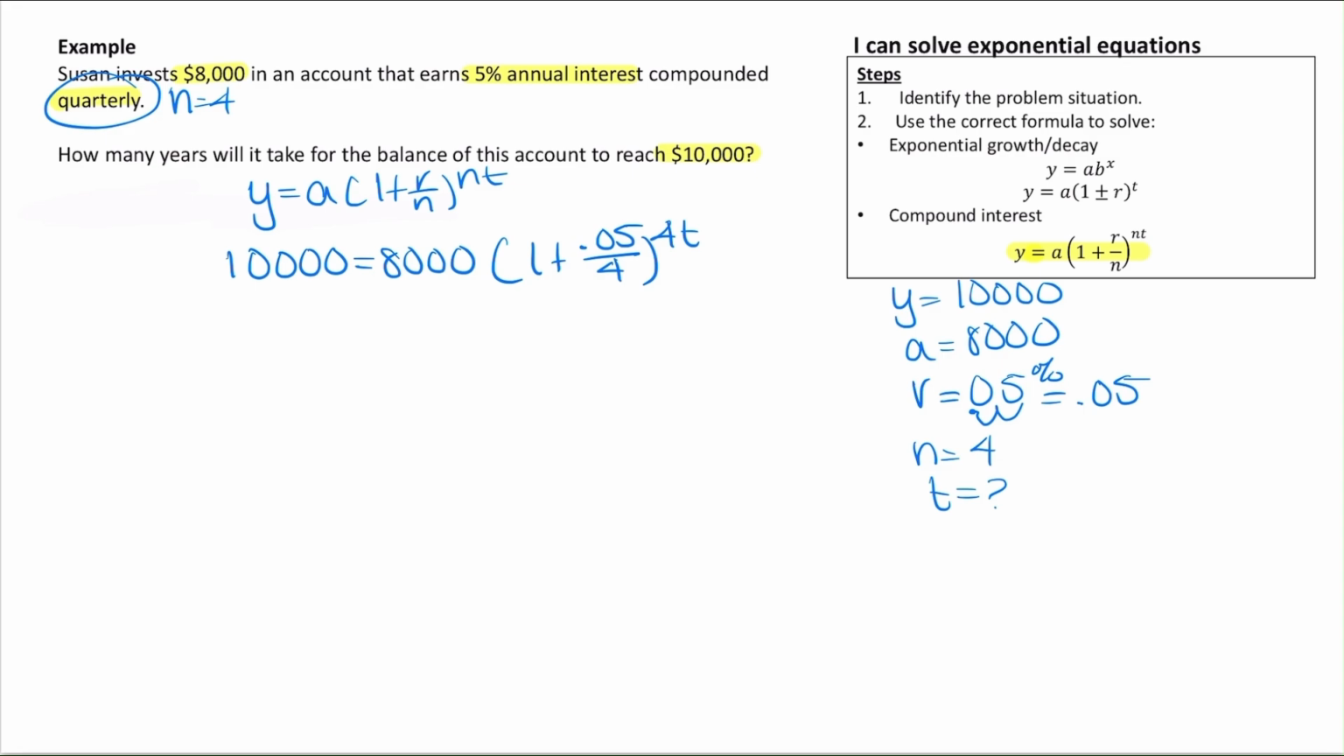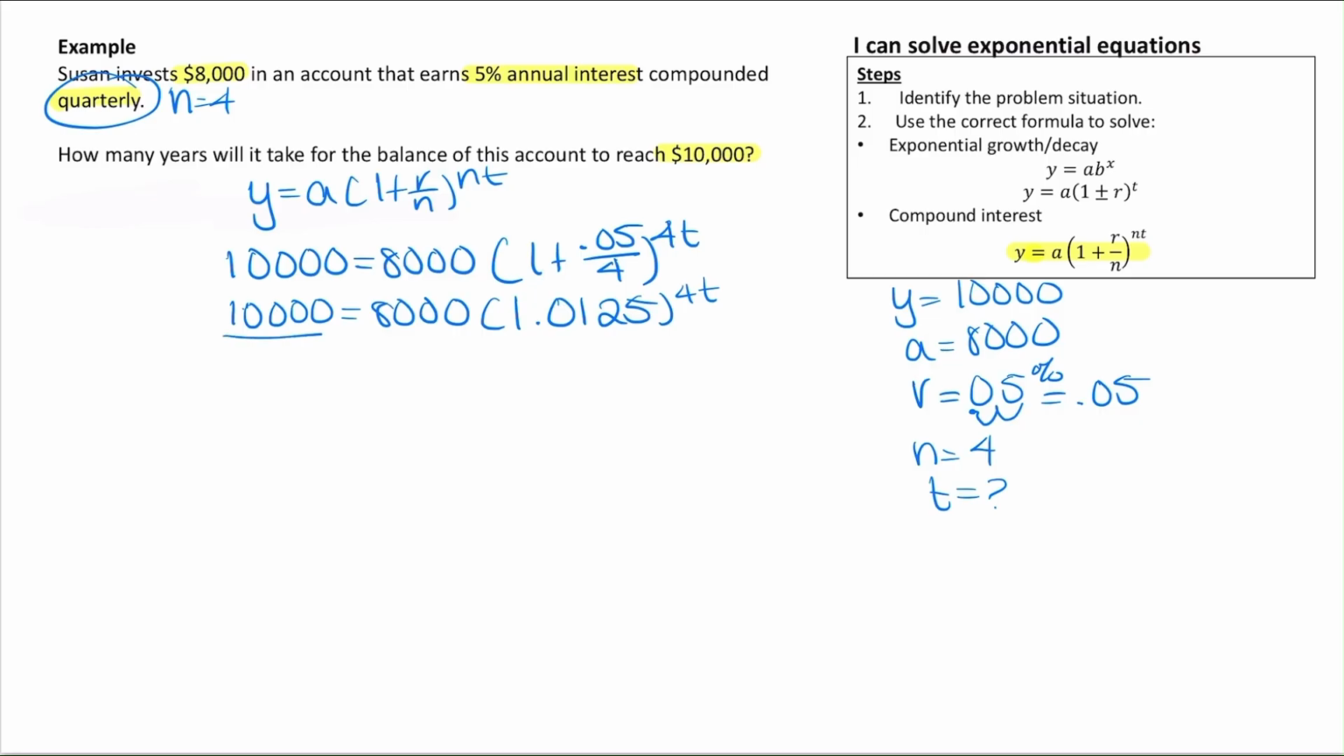Okay, so now we want to make this a little bit more simplified. That 1 plus 0.05 over 4, I'm going to go ahead and use my calculator to make that a little bit neater. When we do that on the calculator, that's going to turn into 1.0125. So this is now going to be 10,000 equals 8,000 times 1.0125 to the 4t. And now I just go ahead and solve this.